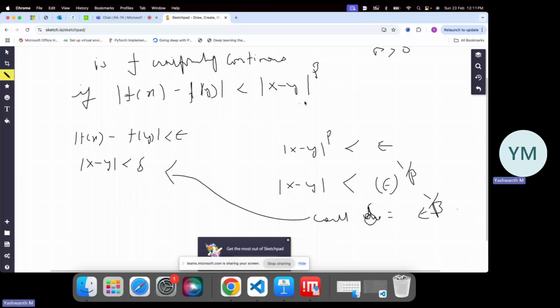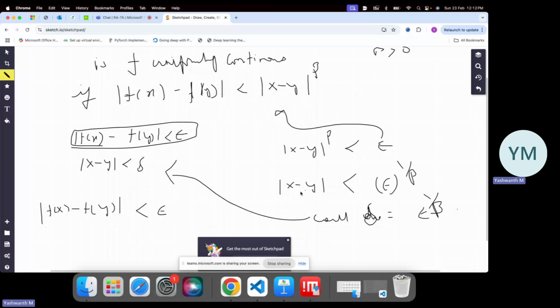We see that this satisfies the quantity: |f(x) minus f(y)| is less than epsilon. This comes from this as long as we choose |x minus y| less than delta, which is epsilon to the power 1 over beta. So this is uniformly continuous.